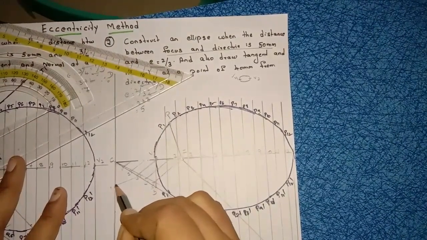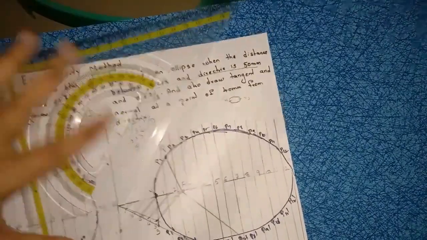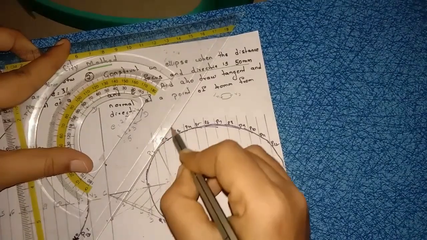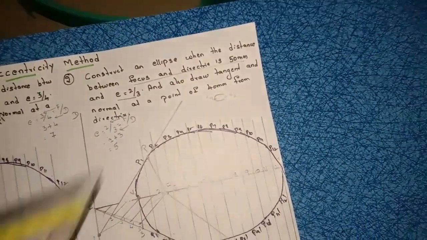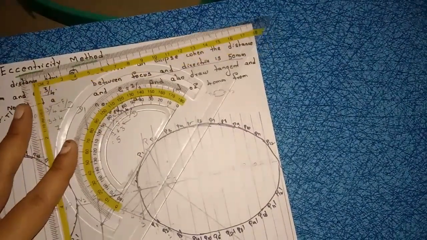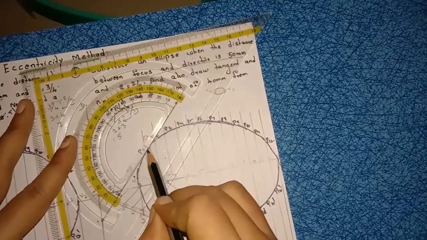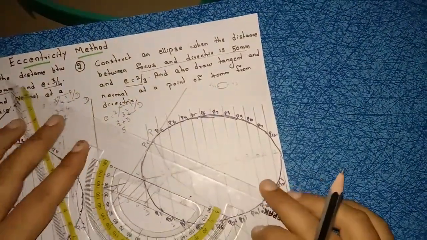Till this directrix. Right? Now I am joining this point and this P point in order to get the tangent. Right? After drawing the tangent, what I am doing, I am just keeping my protractor on that tangent. Right? On P point, I am marking 90 degrees in order to get the normal.